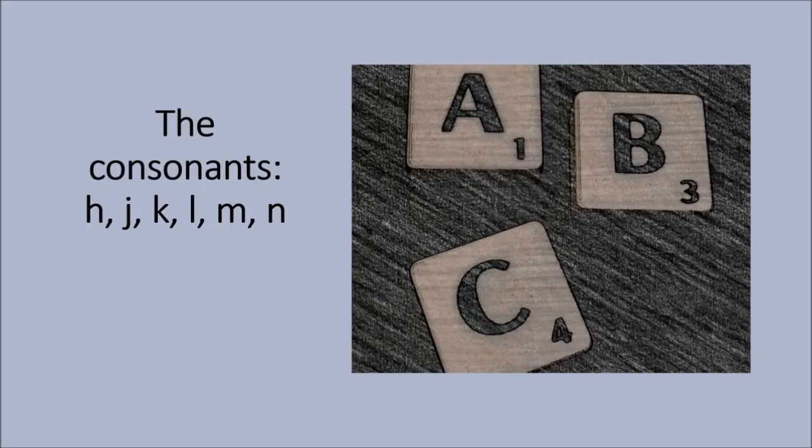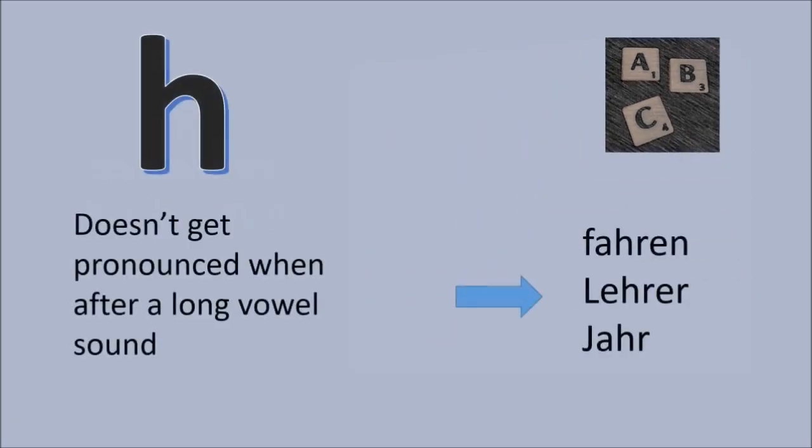This time we're looking at the consonants H, J, K, L, M, N. It's quite a few in one video, but that's because they're almost the same as in English. Right, H. It doesn't get pronounced when after a long vowel sound. And we've already covered that in the vowel video. Fahren, Lehrer, ja.